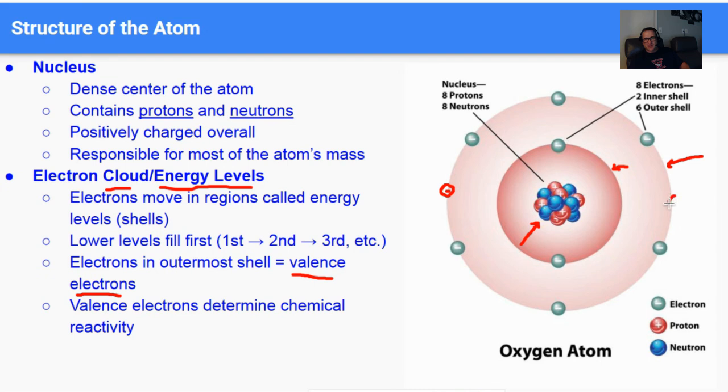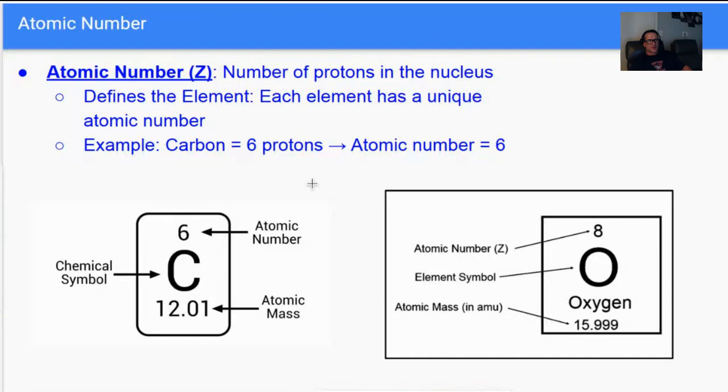So when oxygen combines with 2 hydrogens to form water, H2O, it shares 2 electrons. So then it fills its outer shell of valence electrons, giving it 8 instead of 6. So it's the valence electrons that determine the chemical reactivity of an element. It's what gives it all of its properties. Does it react with other elements, or does it not? All right, so that's the structure of an atom again.